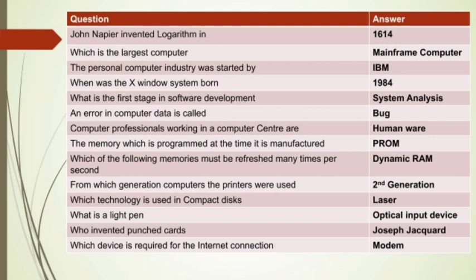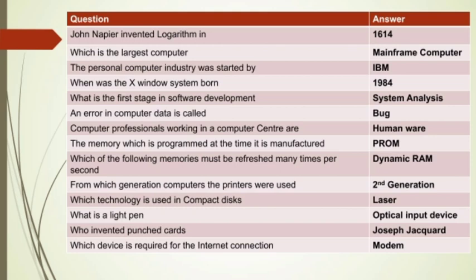The personal computer industry was started by IBM. When was the X Windows system born? 1984. What is the first stage in software? An error in computer data is called a bug. People working in a computer center are called humanware. The memory which is programmed at the time it is manufactured is PROM. Which memory must be refreshed many times per second?